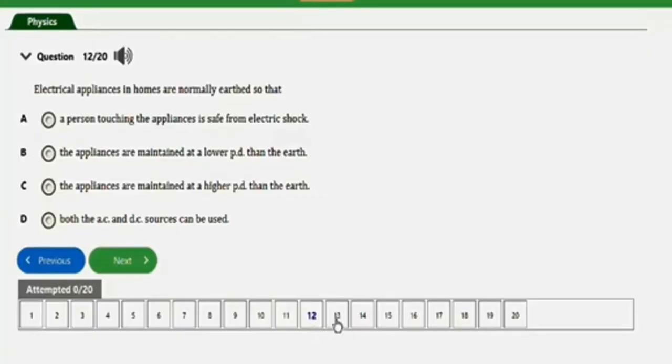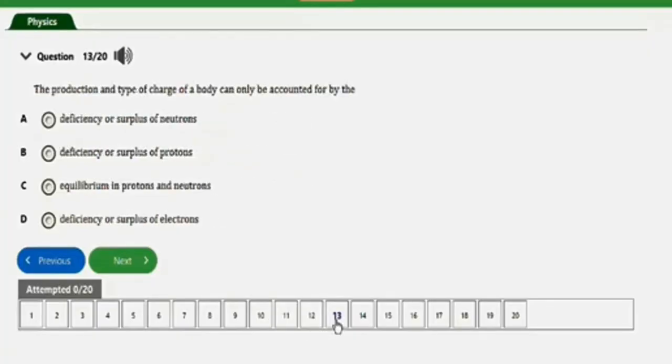Next, we take the question with this one. It says the production and type of charge of a body can only be accounted for by the real deficiency or surplus of neutrons, deficiency or surplus of protons, equilibrium in protons and neutrons, deficiency or surplus of electrons. The right option is option D, which is deficiency or surplus of electrons.